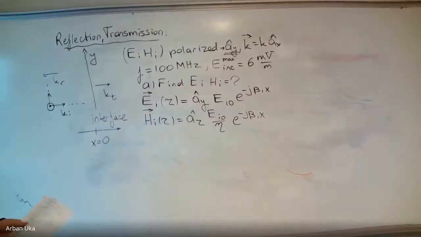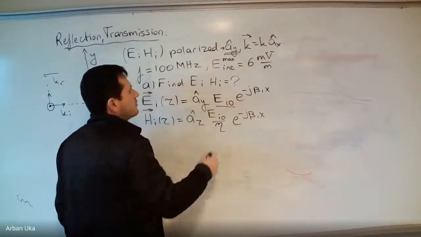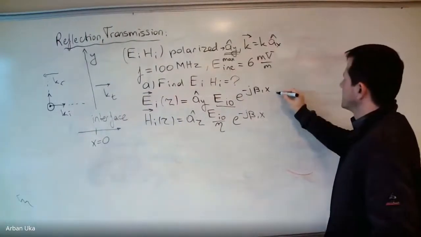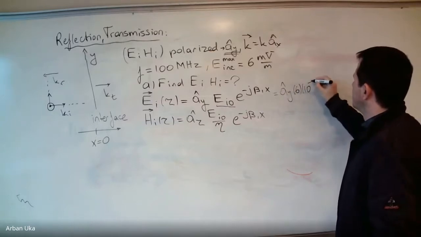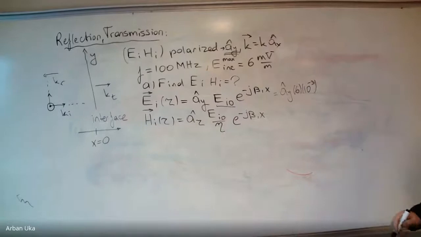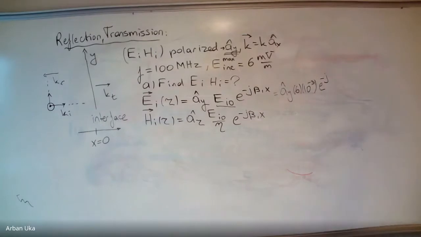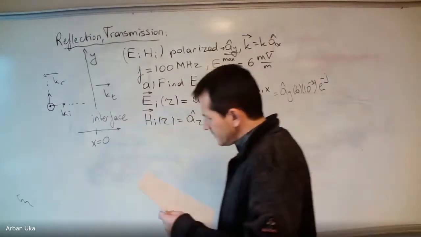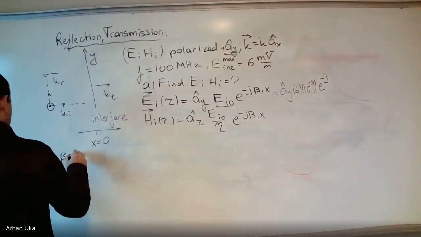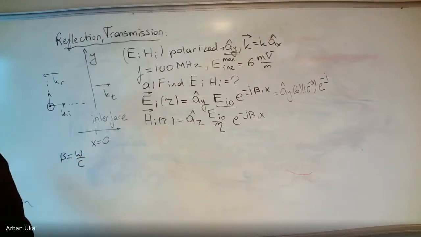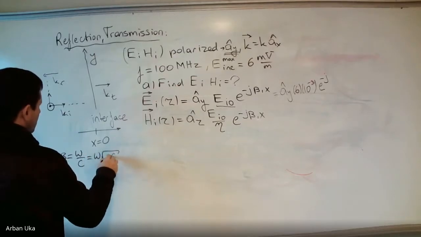Okay? We can substitute in a few parameters, where the first one would be the 6 millivolt per meter. So we can write this one as AY times 6 times 10 to the power minus 3. This is the millivolt per meter, times e to the power minus j. Now we need a beta. How can we find the beta here? The beta is equal to omega divided by c, or we often see this one as omega times the square root of mu epsilon.